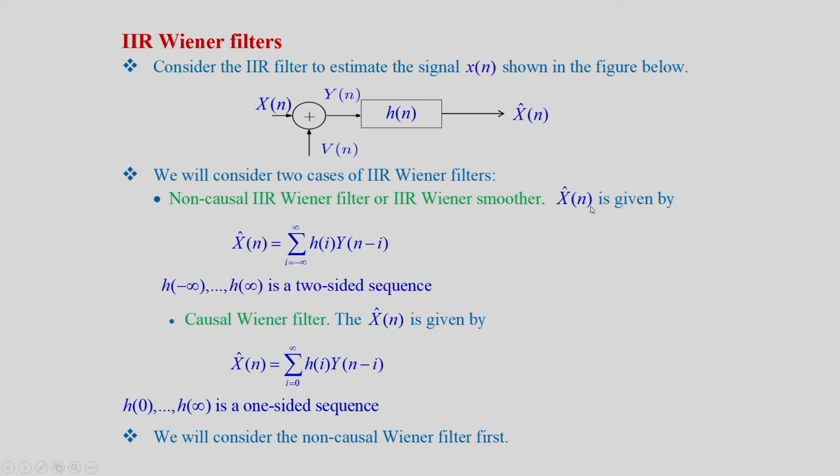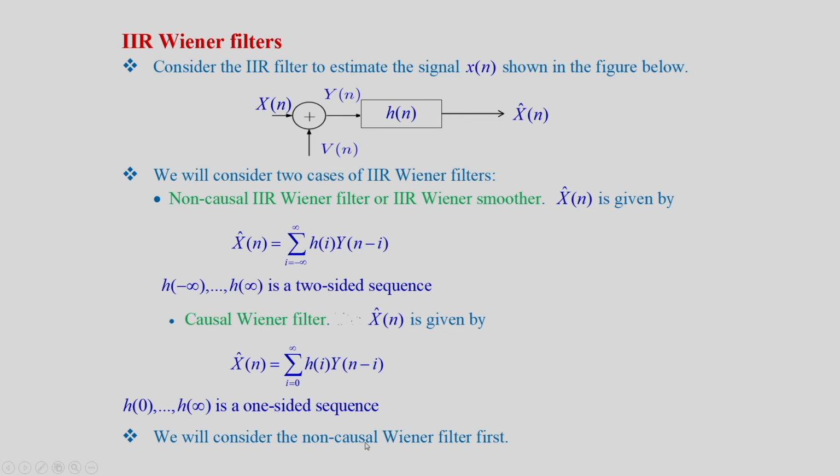In this case, x hat at n is given by summation h_i into y(n minus i), i going from minus infinity to plus infinity. The filter coefficients h minus infinity up to h infinity constitute a two-sided sequence. Next is the causal Wiener filter. Here x hat at n equals summation h_i y(n minus i), i going from 0 to infinity. Thus, h_i are 0 for i less than 0. Here h0, h1 up to h infinity constitute a one-sided sequence.